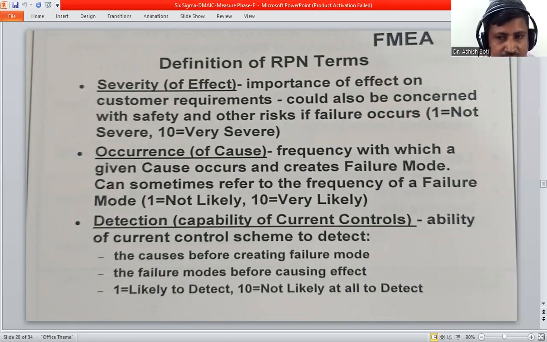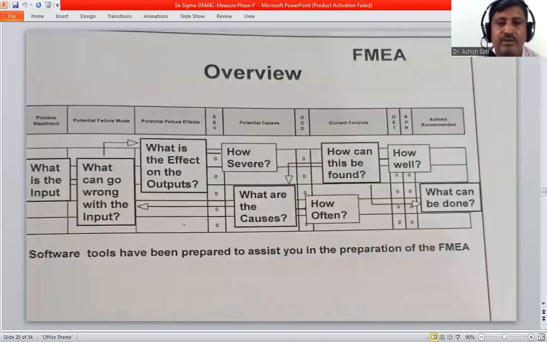And detection, we can rate it again 1 to 10, whether we are able to detect it properly or not, in a proper well-defined manner. And this is what FMEA will look like. We have to see the process step. We have to write down here the complete step of the process. Then try to see what is the failure mode, what is going to be the effect of failure. Then we write down here severity in 1 to 10 scale.